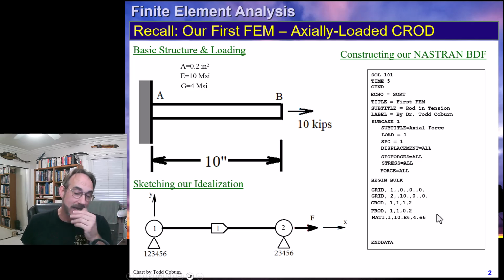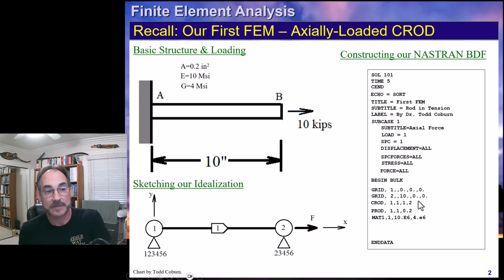And there are other inputs that you can put in. We'll talk about those in a moment. Your material card, which is ID 1, ties it to this particular property card, which ties it to this particular CROD. Then you have the modulus of elasticity, the shear modulus, and then we could have specified the Poisson's ratio and a number of other things.